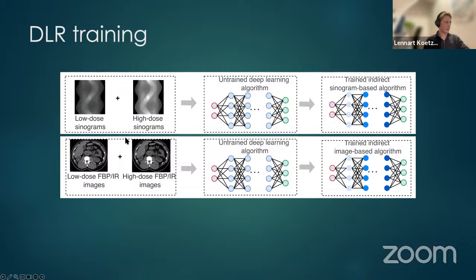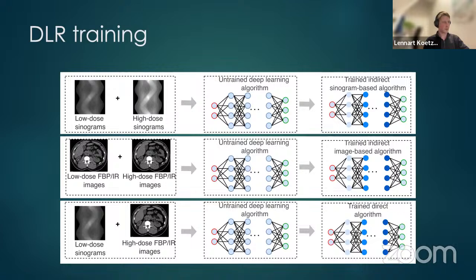We can do the same with images. We have low dose FBP or iterative reconstruction images, and the high dose equivalent. And this method generally is good for denoising your images. And lastly, we have the most pure form of deep learning reconstruction, where we input low dose sinograms and have high dose FBP or iterative reconstructed images as ground truth.